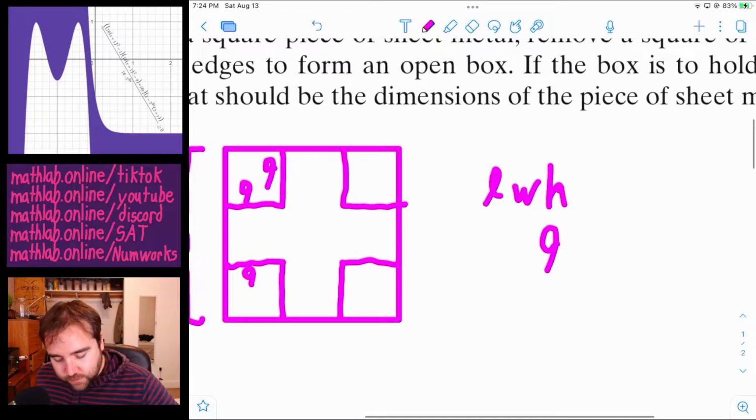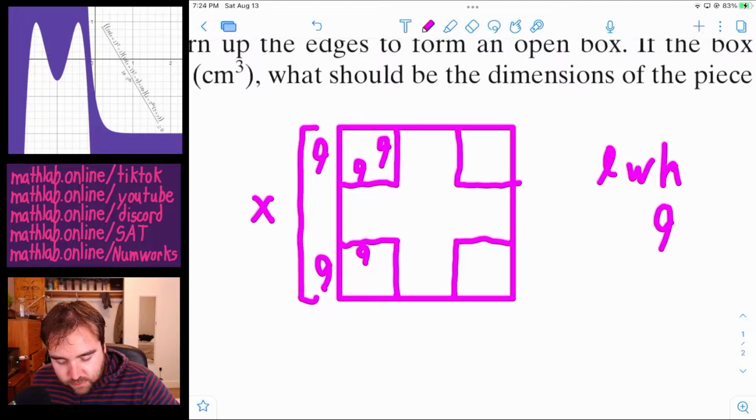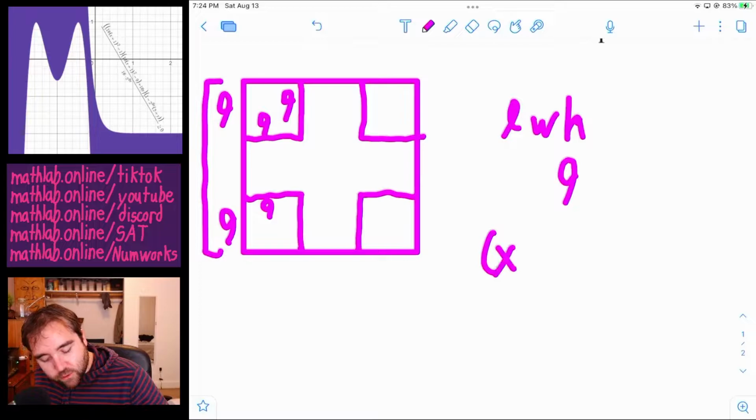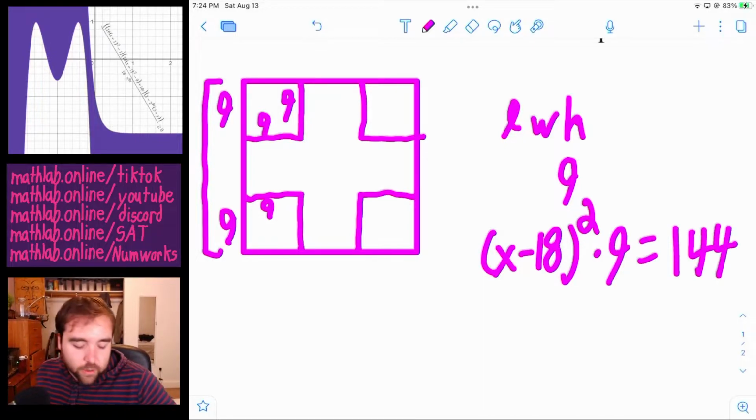And then the base, well, the whole thing is x, and this is 9 and this is 9. That means both of those are x minus 18. The length and the width are both x minus 18. So this is x minus 18 squared times 9 equals 144.